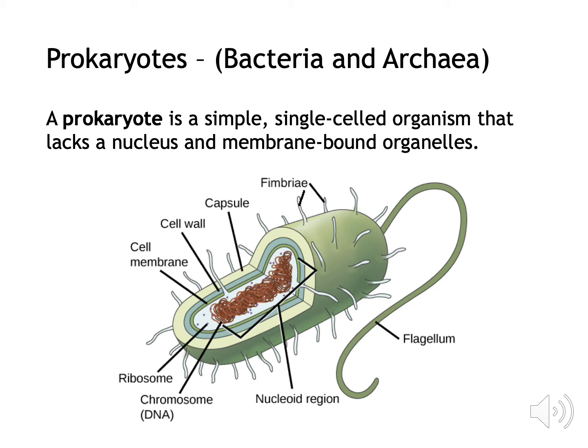Only the single-celled organisms of the domains of bacteria and archaea are classified as something called prokaryotes. The pro means before and the kary means nucleus, so it's before the nucleus. Prokaryotes are simple, single-celled organisms that lack a nucleus and they lack membrane-bound organelles.